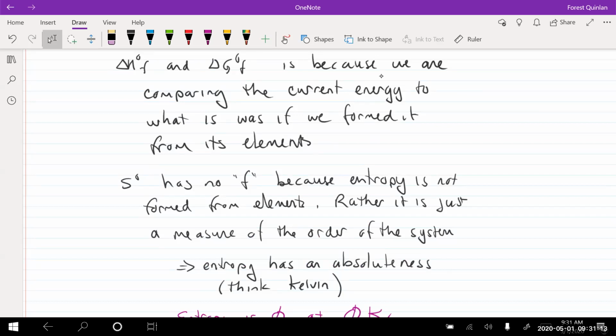I'm gonna blather anyway. So when we talk about delta H, it is the energy of the bonds, and delta G is the energy to do work. Entropy is different from these two. It's different because it's not dependent upon elemental states or any of that. It's just dependent on the temperature.